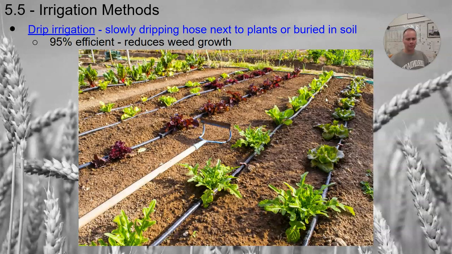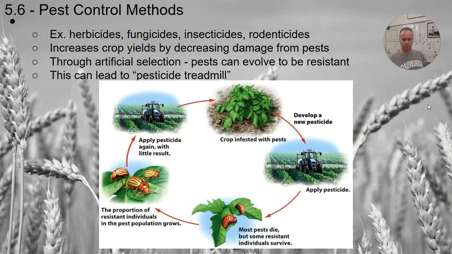Now, it is expensive. You need these special hoses. In large areas of land, this might not be practical. This is often used for high value crops. Fruits, for example, tomatoes or peppers, often can be grown using this drip irrigation system.